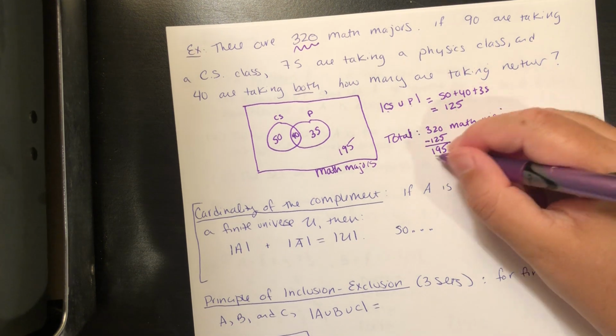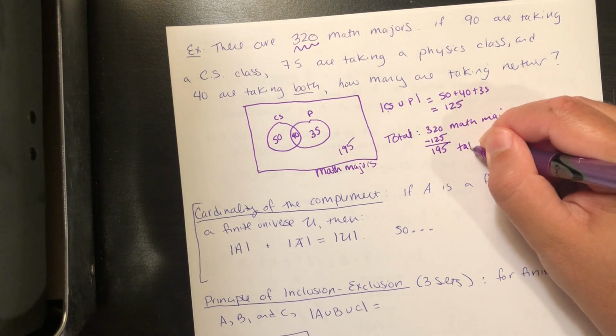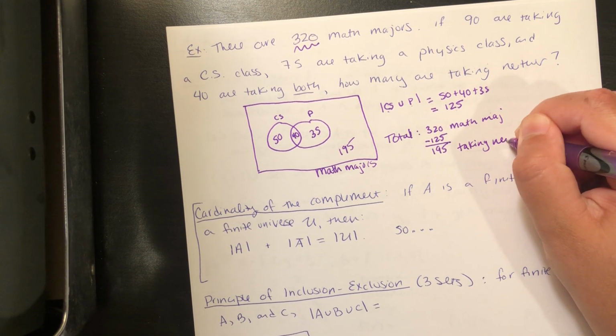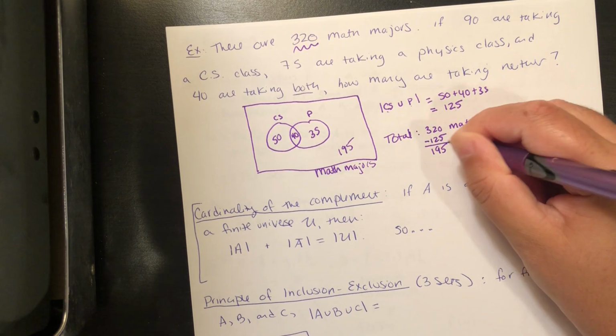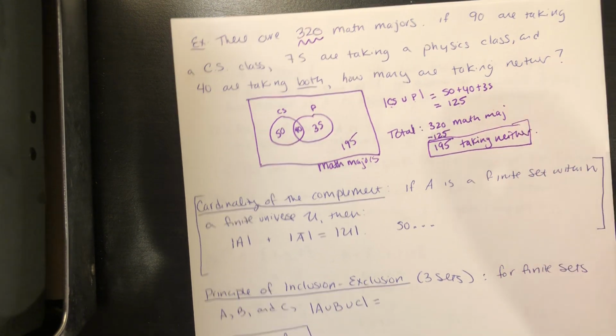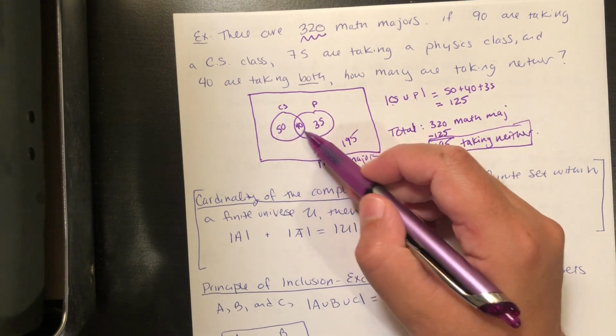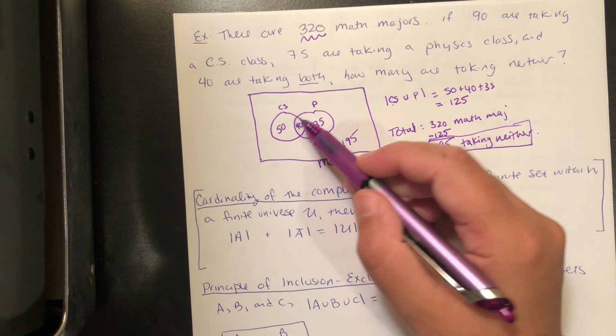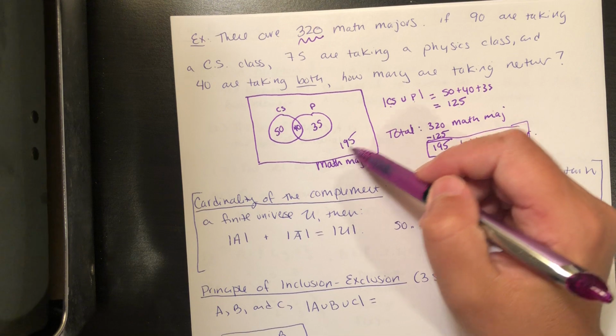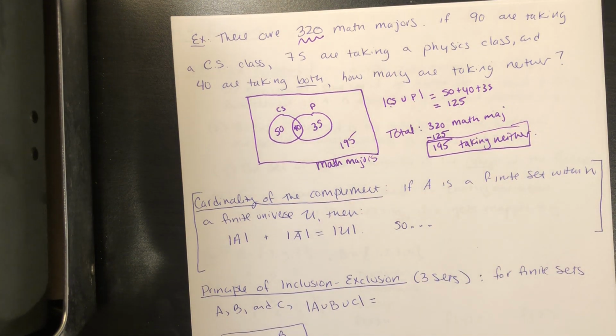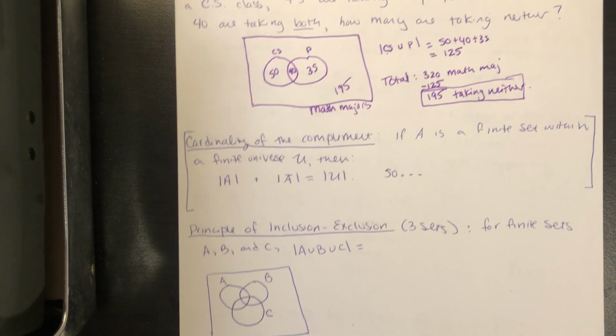Right. So 195 students are taking neither. Okay. So the reasoning that we had to use here is the idea that if you know the larger size of the universal set and you know how many elements are in some particular subset, then you can subtract to figure out how many elements are not in that subset. And that gives us the cardinality of the complement.